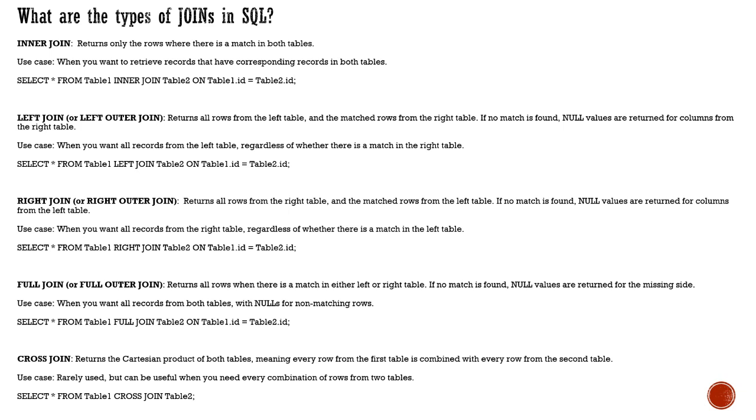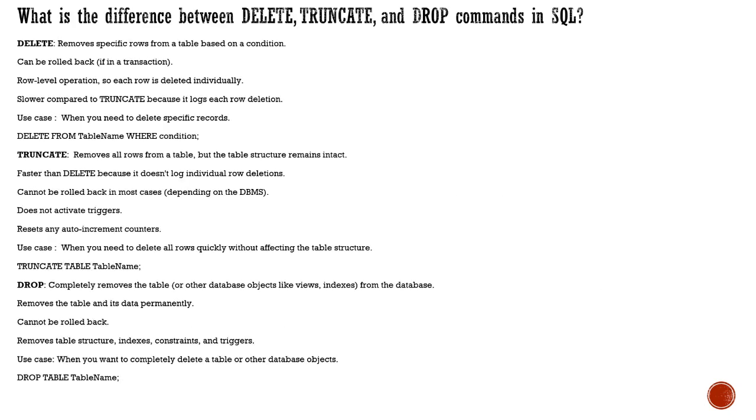Now cross join is a Cartesian product, meaning every row in the first table will combine with every row from the second table. It's rare, but can be used when you need every combination of rows from the two tables. That's how we use it.